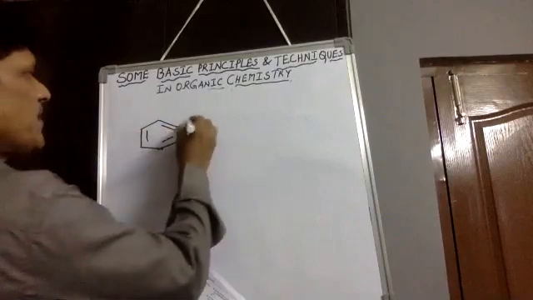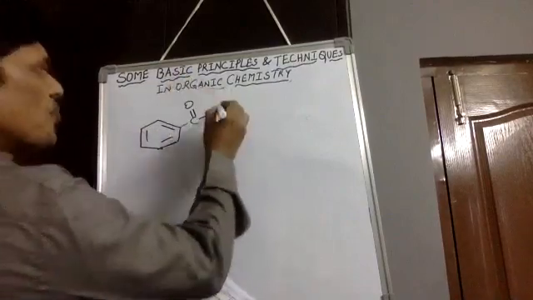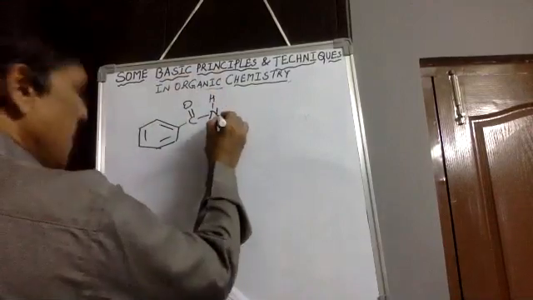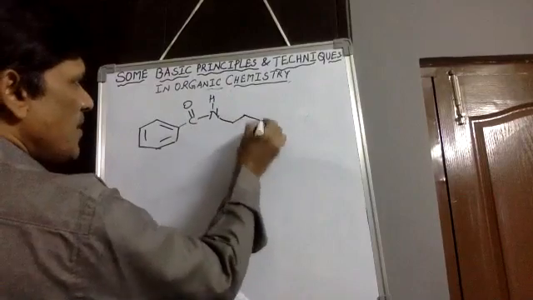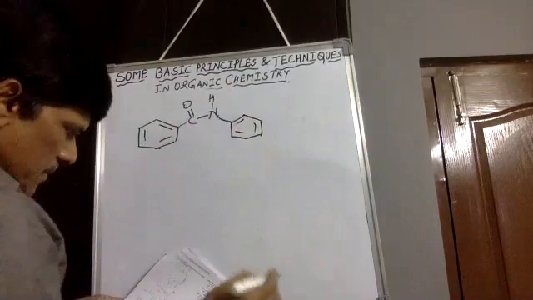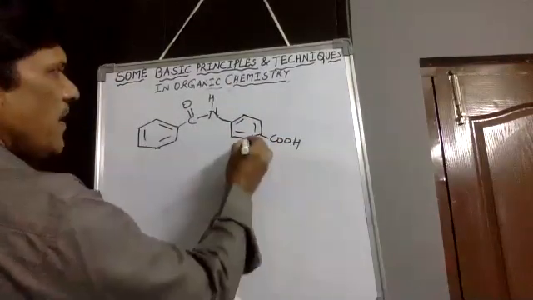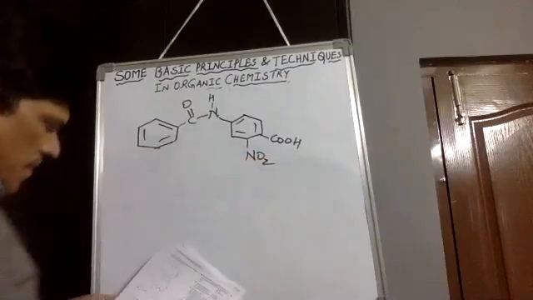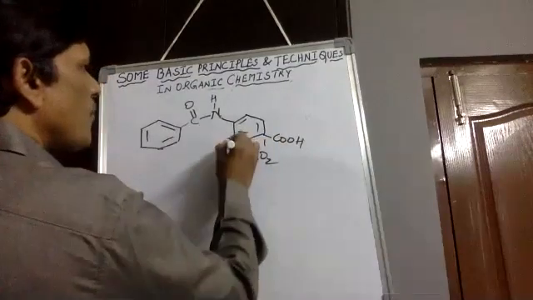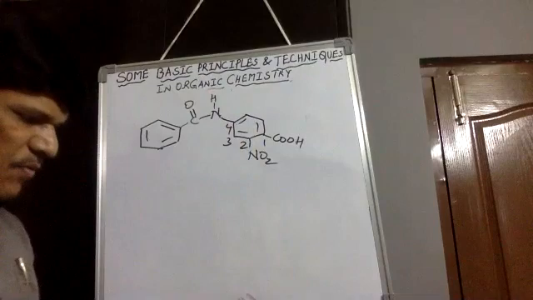Here it attaches with C double bond O, means C double bond NH. This is the amide group with respect to this compound. Then again it attaches to another benzene ring, with COOH and NO2. COOH gets the highest priority, therefore numbering 1, 2, 3, 4. This is the amide group.